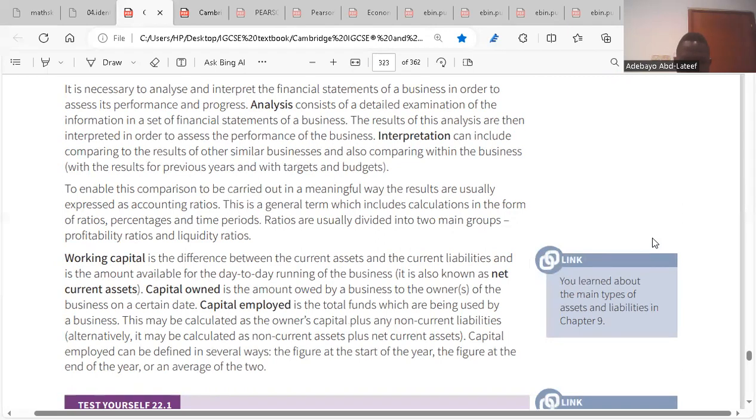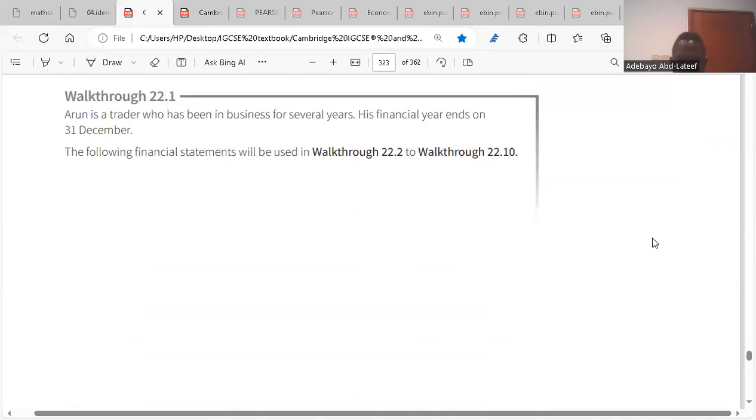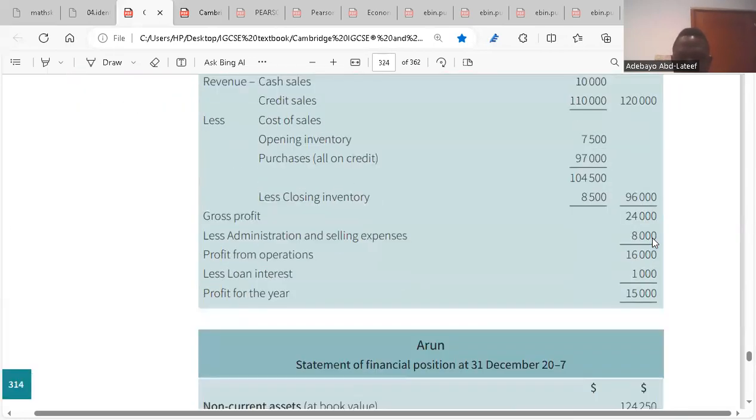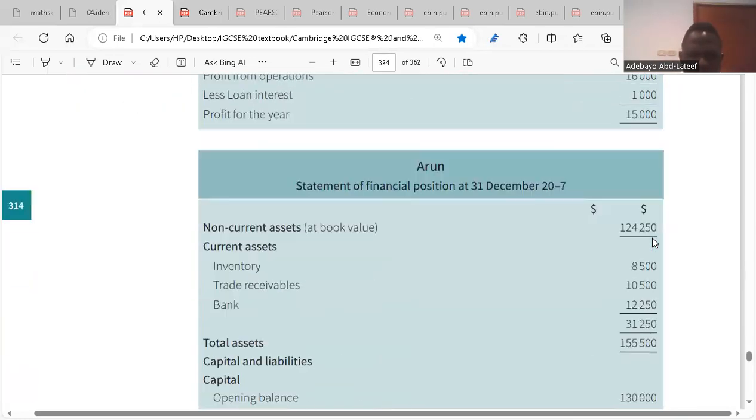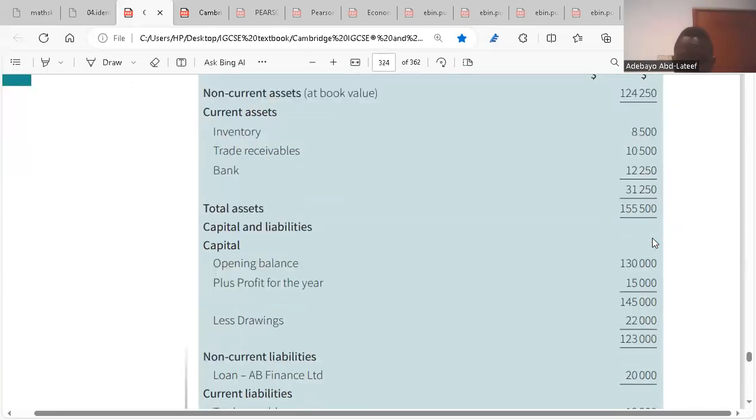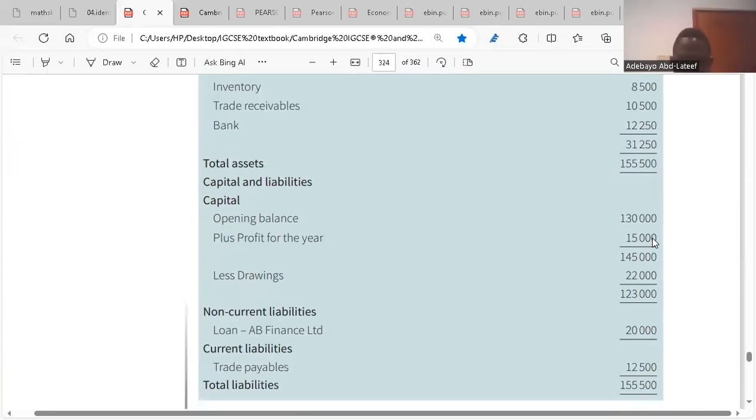Let's see. Capital. What is the owner's capital? Does it have any non-current liabilities? Opening balance was 130. What's the opening balance? The capital opening balance is 130,000, right? Yes. Okay, 130,000 plus non-current liabilities. The non-current liability is 20,000. It's just the loan, 20,000. Plus 130, which is 150. So why is it missing? What's missing here?